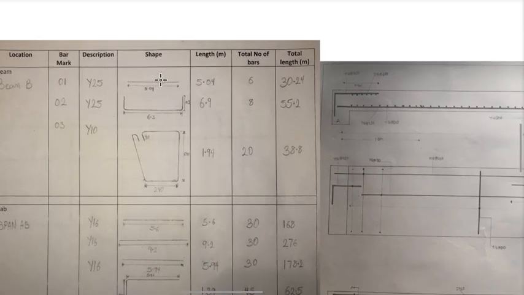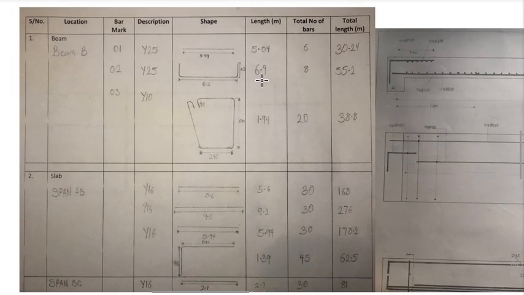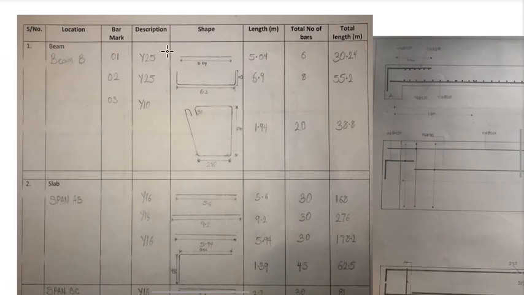And then this shape is the shape of your reinforcement, your bars. In this case, this one is a straight line, but let's leave that for later. Then the length: what is the length of your bar? Then this total number of bars is how many bars are required or needed in the beam that we are discussing. Then this is the total length, which is just you multiplying this and this. That will give you your total length. So that's that. I hope you understand.